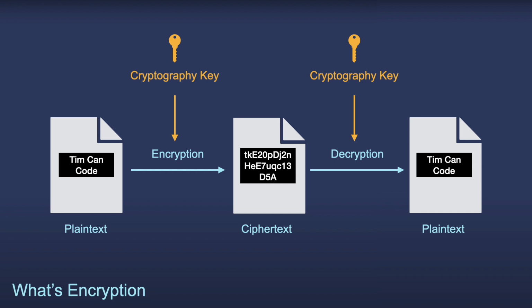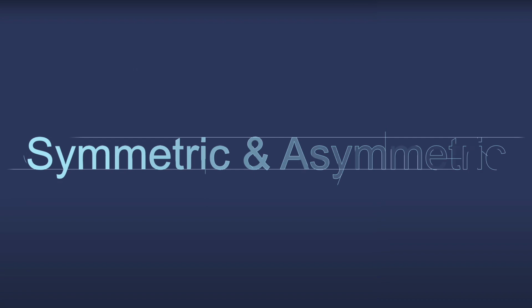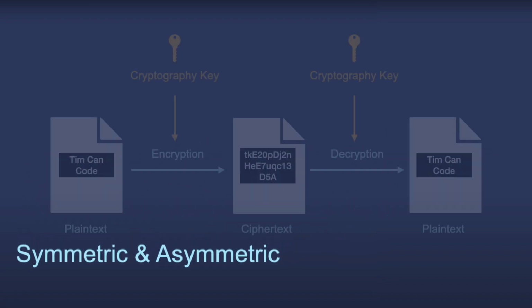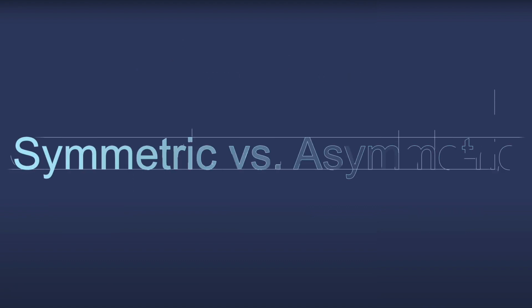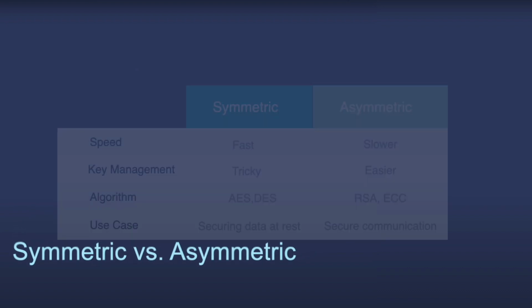Let's explore further. Encryption comes in two main flavors, symmetric and asymmetric. Symmetric encryption uses one key for both encryption and decryption. It's like a shared password that both parties need. Asymmetric encryption uses a pair of keys, a public key to encrypt and a private key to decrypt. Think of a mailbox. Anyone can drop a letter using the public key, but only the owner with the private key can open it.